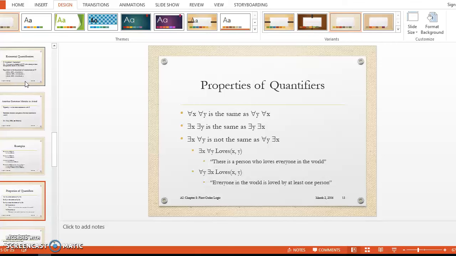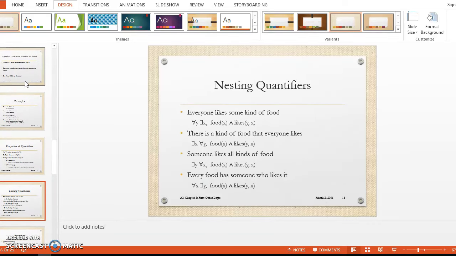To describe the sentence, we are using for all x and y loves x comma y. And the next sentence is everyone in the world is loved by at least one person. To describe the sentence, we are writing for all y there exists x loves x comma y. And we have one more quantifier, called the nested quantifier.